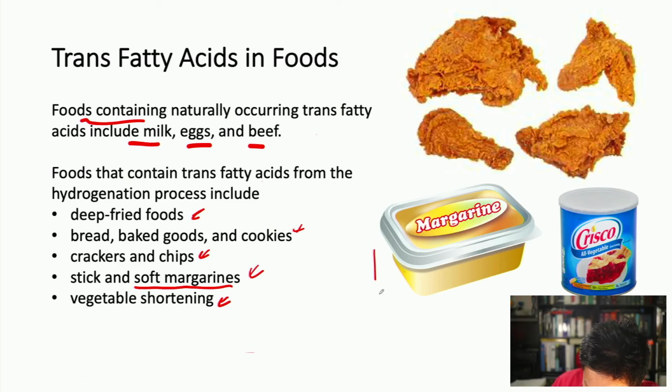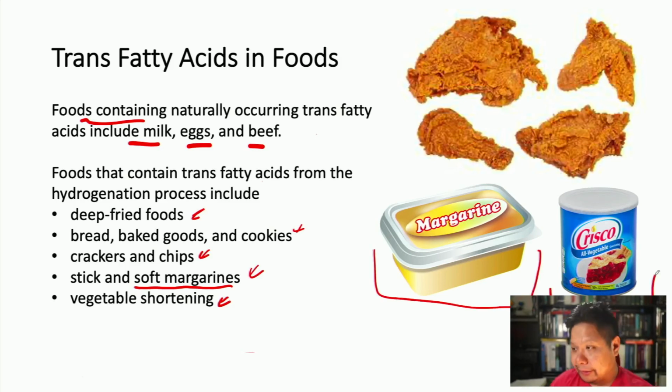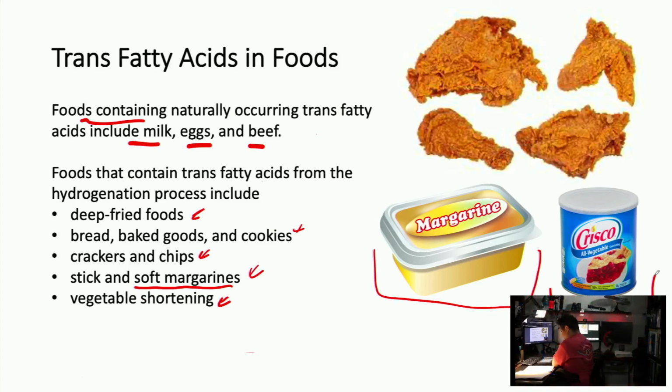So all these things here go through a hydrogenation process, right? And so they can result in some trans fatty acids. And some people actually deep fry their food in things like shortening and stuff, right? Like Crisco. That's why you can get it in there too. Okay.